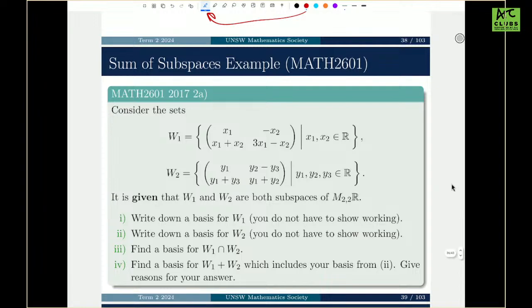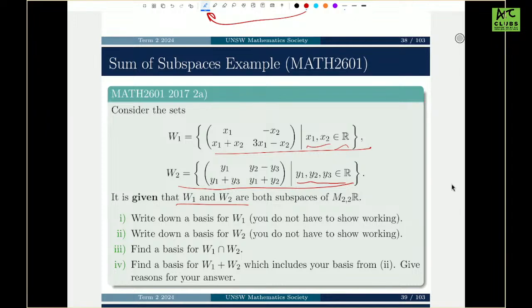Okie dokie. Consider these sets. Okay, so one is a set of these matrices, the other is like this stuff, and they're generated in different ways by elements of R. Okay, we already are told that W1 and W2 are both subspaces. Great. Write down a basis for W1.